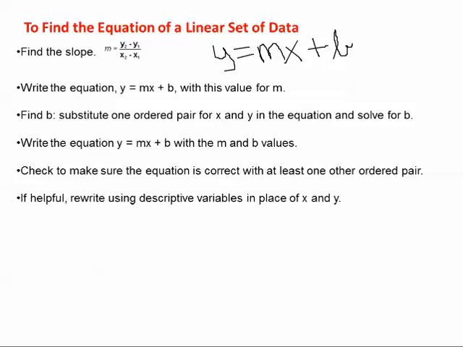Then you want to find your b, your y-intercept, where your graph is going to cross the y-axis. To do that, you can get an ordered pair from your table, an x and a y value, plug that in for your equation, and solve for b. Then you're going to write your m and your b in for your equation, and you'll have something like y equals negative 2x plus 3. Okay? So here we go.